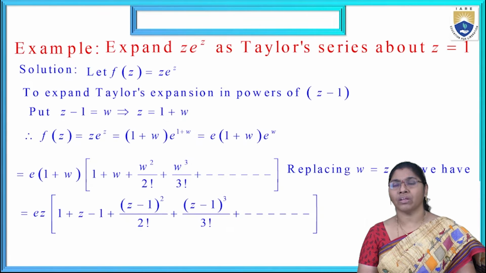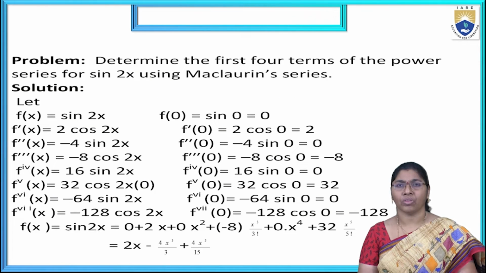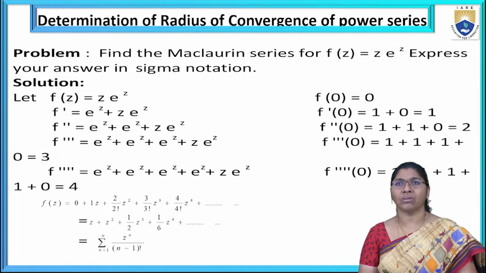What is the difference between Taylor series and Maclaurin series? In the Taylor series expansion we have x minus a, or z minus a, in terms. In that, z minus 0 is the Maclaurin series, that means a equal to 0. Otherwise we are considering a equal to z naught. If a is 0, then it is called the Maclaurin series. Now here f of x equal to sin 2x means f of 0 equal to sin 0, like that. Now the Maclaurin series is also completed.